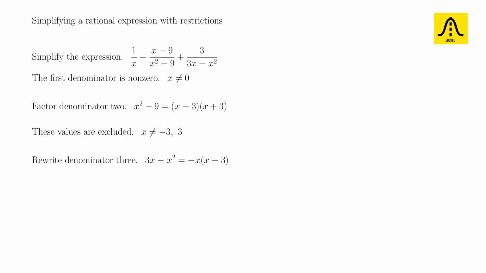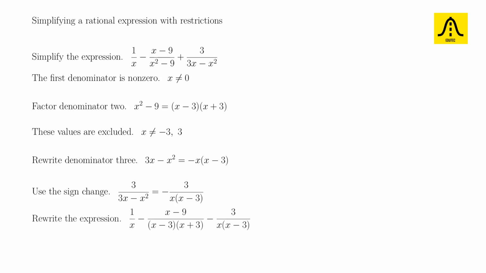For the third denominator, factor out a negative sign, so the factor x minus 3 matches the others. That negative sign changes the third fraction into a negative fraction. Now, all denominators are written with matching factors.